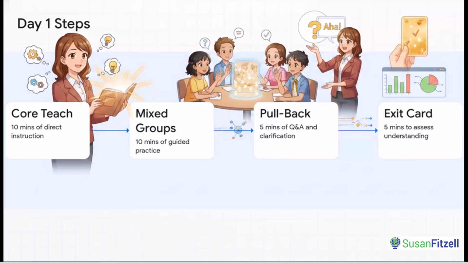Right after that core teach, you immediately roll into step 2, which is 10 minutes of mixed ability groups. We're talking high, middle, and low learners mixed together with a maximum group size of 4, doing guided practice. Then step 3 is a quick 5-minute whole class pullback. This is where you clarify and answer questions based on what you just observed during group time.